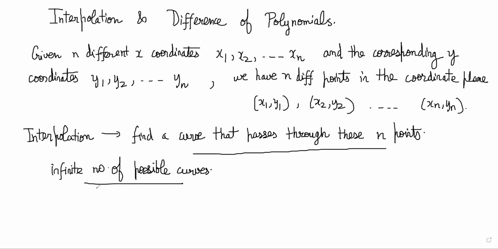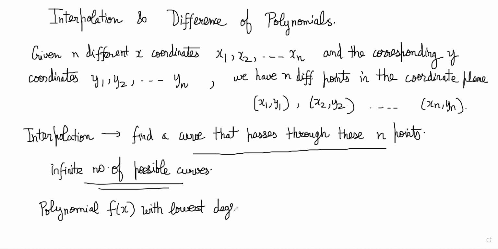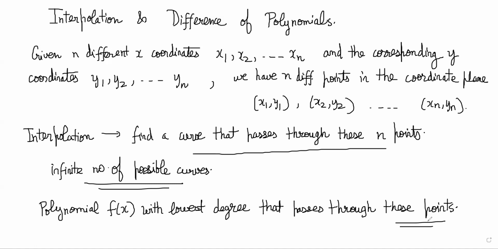However, what we want to do is to find a polynomial f of x, with lowest possible degree, that passes through these points. So the general interpolation problem has infinite number of solutions. There will be many possible curves that can pass through these endpoints. What we want to find out is, can we get a polynomial which can be made in such a way that all of these points lie on the polynomial, right? So these n points can pass through the polynomial, and we want a polynomial of the lowest possible degree.